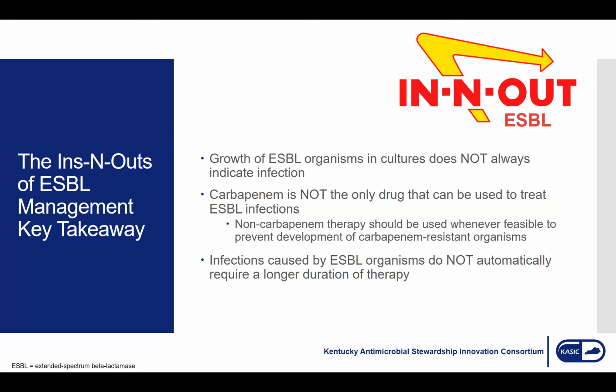So that is a lot that I just went through. Let's go over a summary to make sure we can really apply the 3 moments of antibiotic decision when we have a patient with an ESBL growing in a culture. 1, the growing of an ESBL organism in the culture does not always indicate infection. 2, carbapenem is not the only drug that can be used to treat an ESBL infection. And we should use non-carbapenem therapy whenever feasible so that we can prevent the development of carbapenem-resistant organisms. 3, infections caused by an ESBL organism do not automatically require a longer duration of therapy. Look at your patient, right?